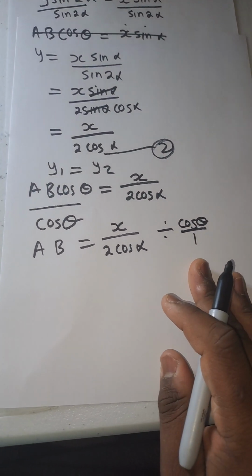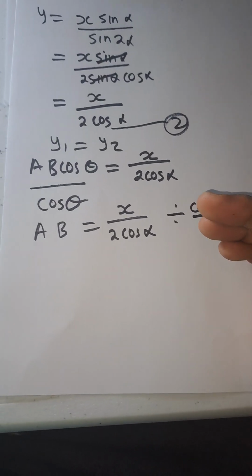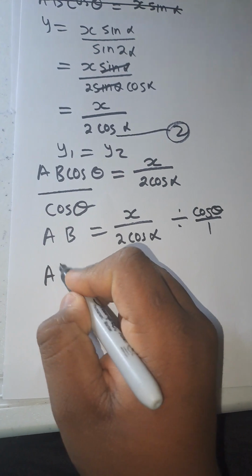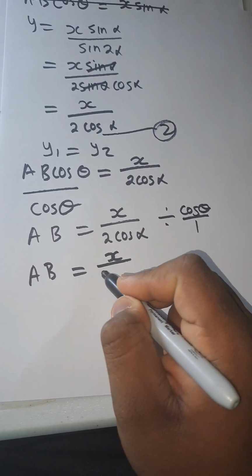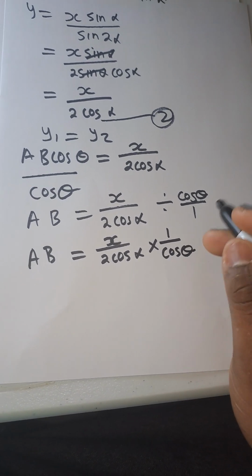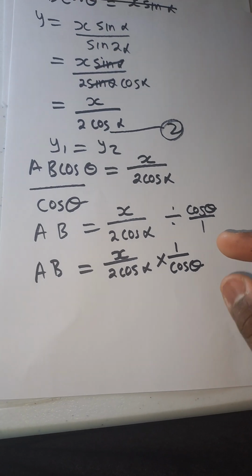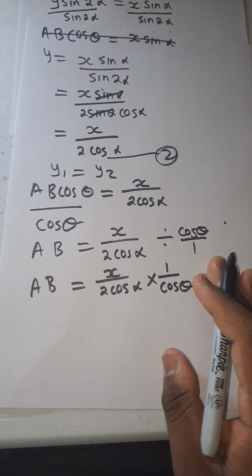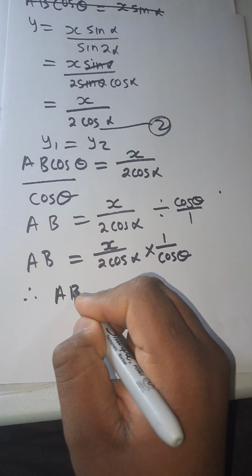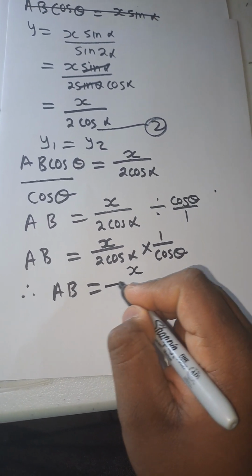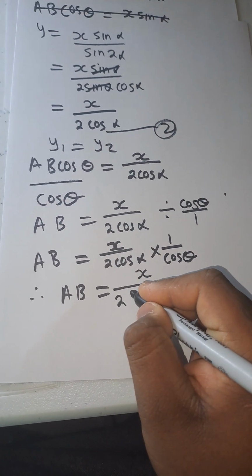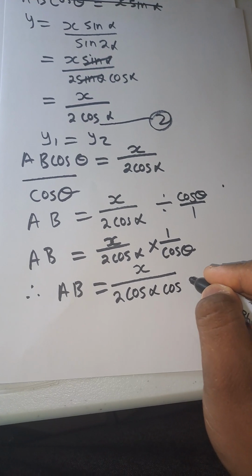It is the same as dividing over 1 because we're dividing by cos theta there. But now remember, in maths, you have to convert this to multiplication. So it's going to be X over 2 cos alpha times 1 over cos theta. This one is going to go up, this one is going to come down. You reciprocate the value. So therefore, AB is equal to X times 1, it is X, over 2 cos alpha times cos theta, which is 2 cos alpha cos theta.